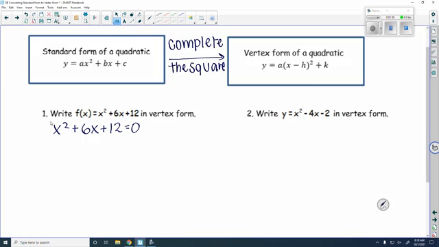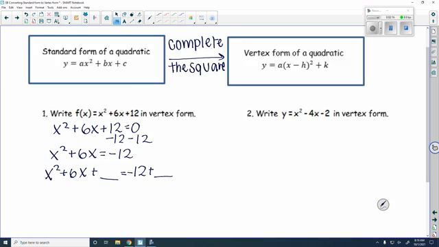Okay, what is step 1 for completing the square? Yes, yes, and yes. Subtract the 12 to move everything over to the other side. So we want this 12 on the other side. X squared plus 6x equals negative 12. And then we draw our plus line, to set up for our complete square.